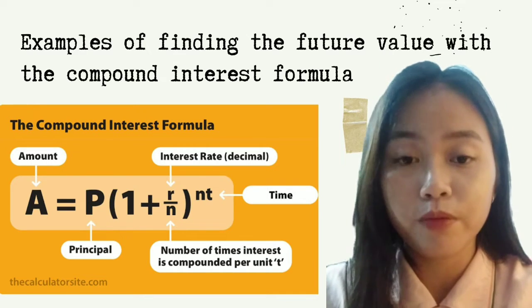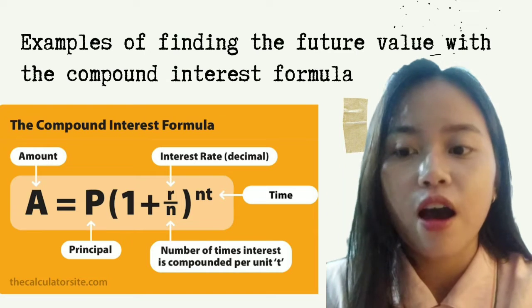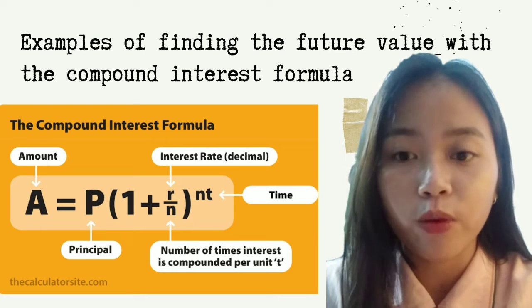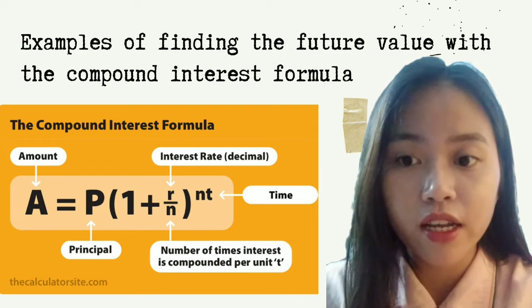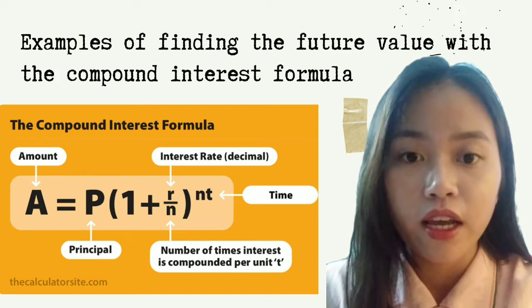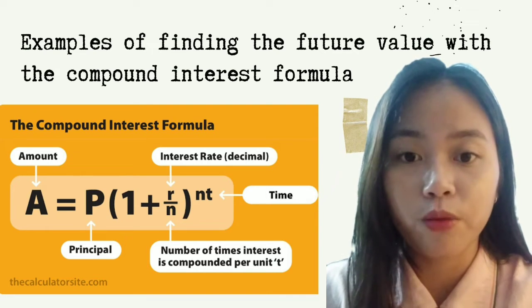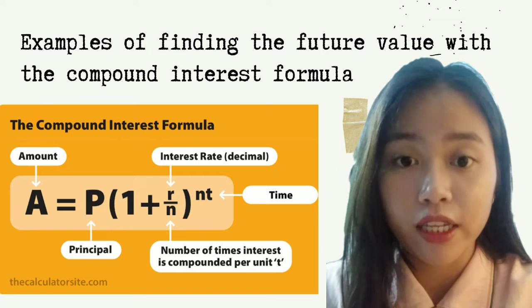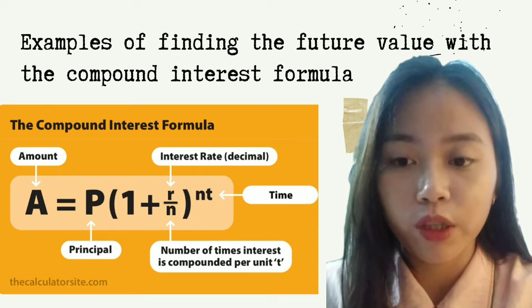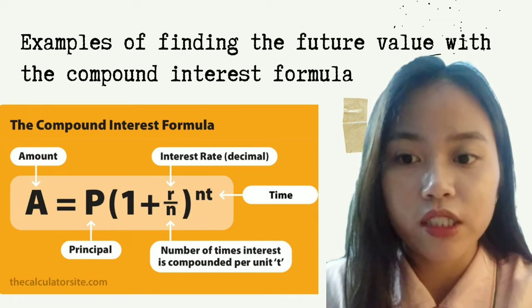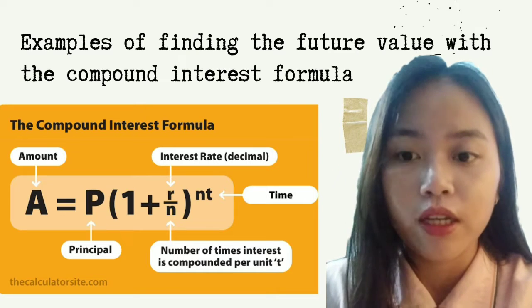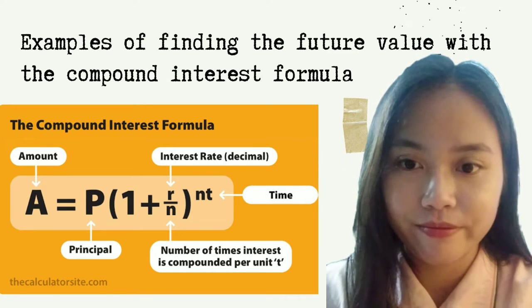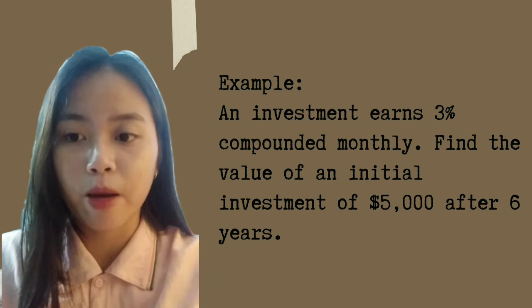Example of finding the future value with the compound interest formula. The compound interest formula is A, the amount, equals P, which stands for principal, times the quantity 1 plus R, which stands for interest rate, and when we solve it, it will be formed into a decimal, over N, which is the number of times interest is compounded per unit T, raised to N times T, where T stands for time. Let's proceed to an example.